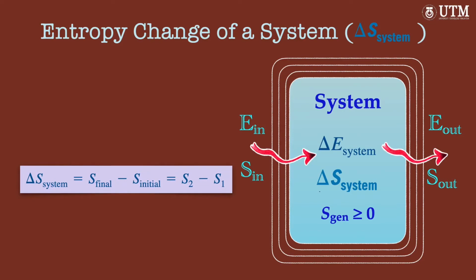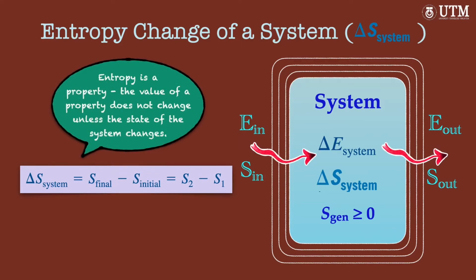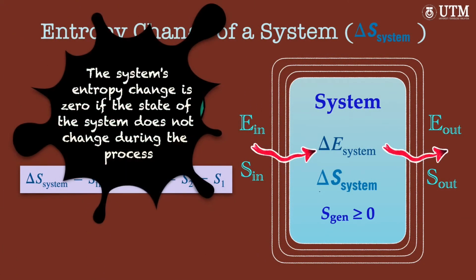Note that entropy is a property, and the value of a property does not change unless the state of the system changes. Therefore, the system's entropy change is zero if the state of the system does not change during the process. For example, the entropy change of steady flow devices such as nozzles, compressors, turbines, pumps, and heat exchangers is zero during steady operation.